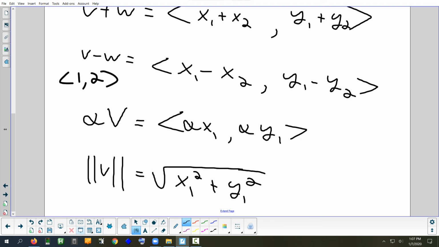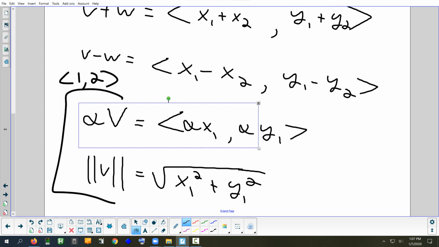Notice both of these only require a single vector to do the problem. If you want to do addition, you need 2 things to do addition. You need 2 vectors. You can't add a vector to nothing. You can't subtract a vector from nothing. You need 2. Scale a vector, you only need 1. Find the length of a vector, you only need 1.